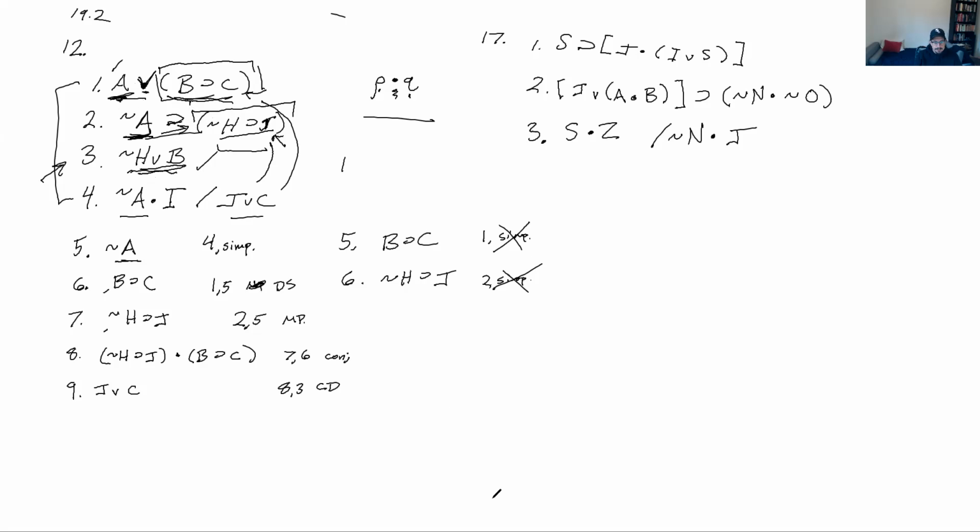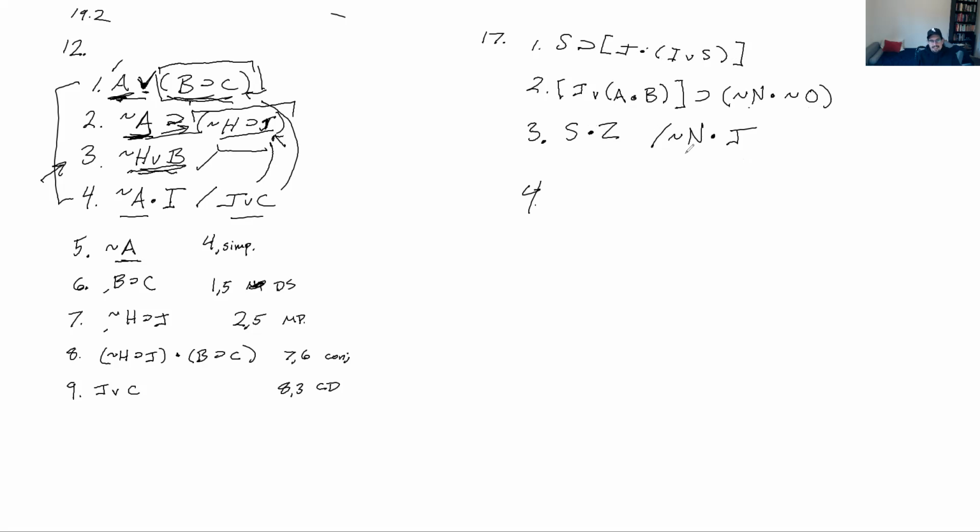Okay. Let's look at this last one. So again, let's read through this. If not S, then, this is many layers deep, J and I are S. Second, if J or A and B is true, then not N and not O. Finally, S and Z. And our conclusion is not N and J.